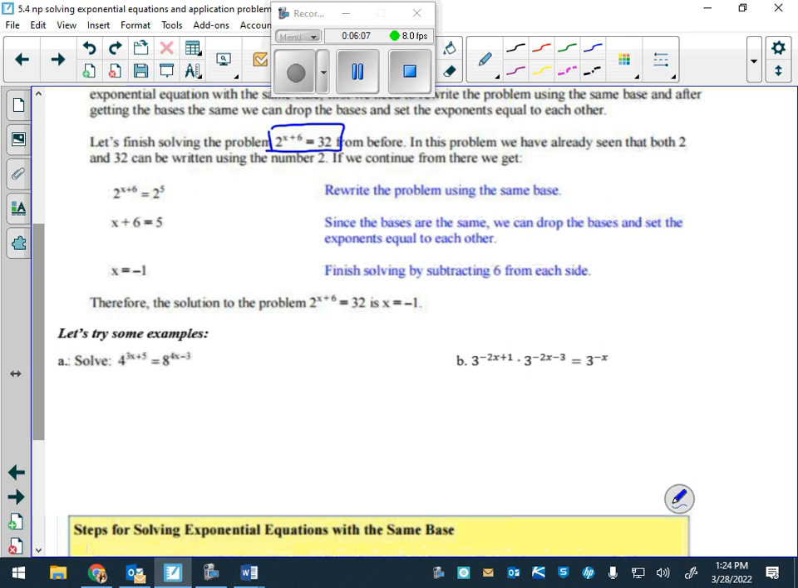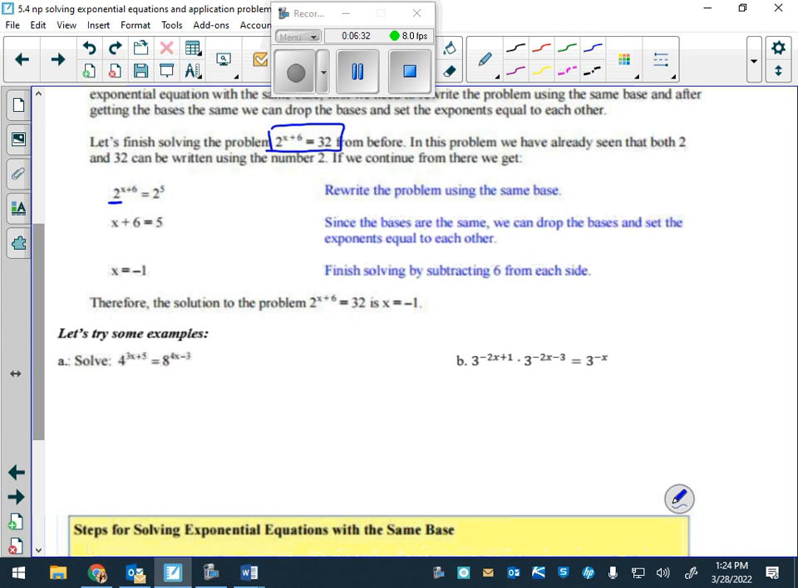You could do it that way. We haven't learned logs, which is the inverse of exponentials, so those of you continuing to pre-cal will learn that. You could solve it that way. So for now, in order to solve, we have to rewrite the problem with the same base, okay? The base meaning 2. So if you look at 32, you want the same base of 2.